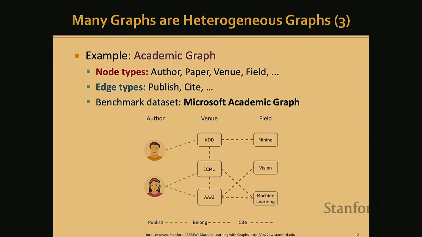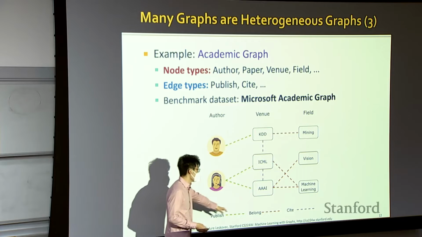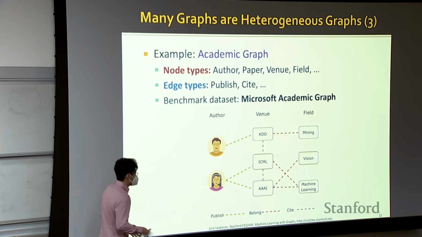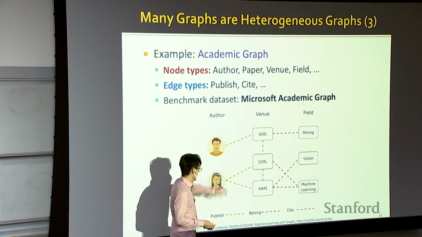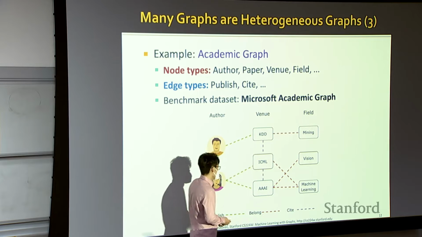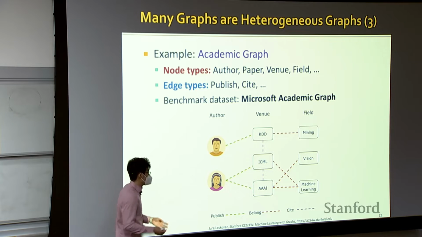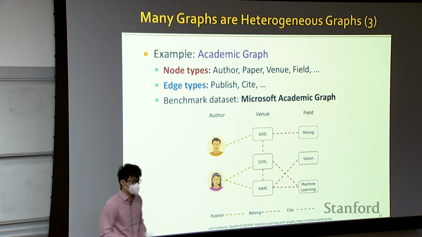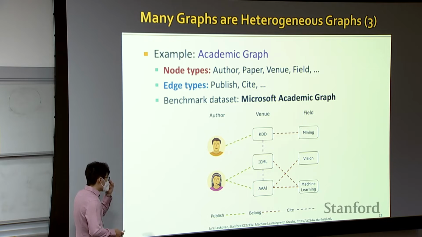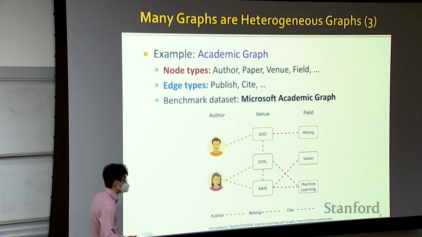And one more example, and we'll also talk about a benchmark dataset from this example. We can further build an academic graph, including different author nodes, venue nodes, and field nodes. So there are 3 types of nodes, and then we can also define 3 types of interactions. That is, for example, an author publishes a paper, a paper belongs to a field, and there are also citation relationships between these different types of nodes. So this is yet another good example of a heterogeneous graph.